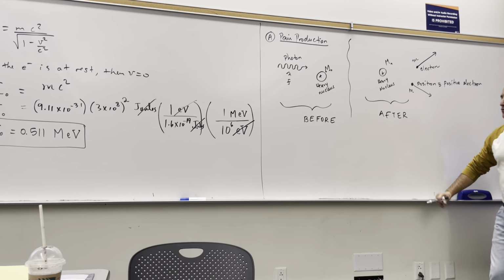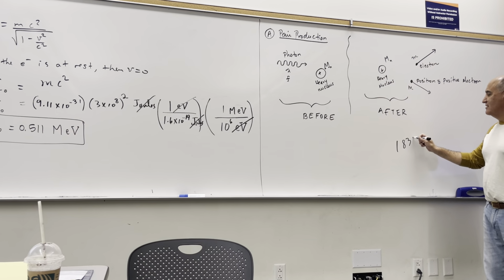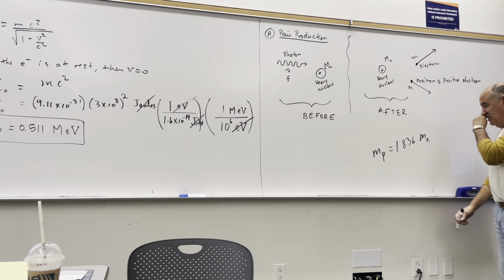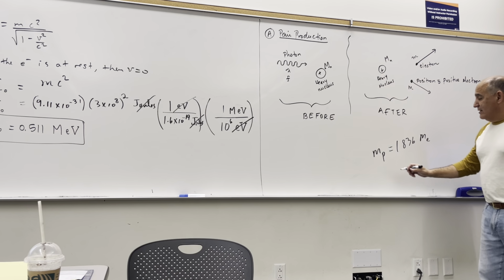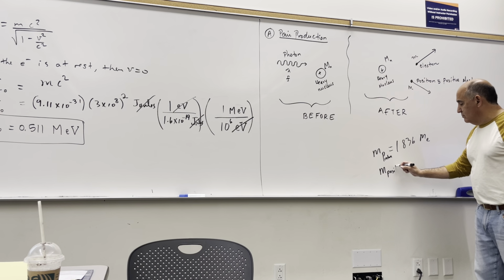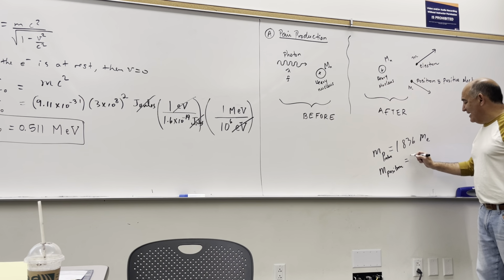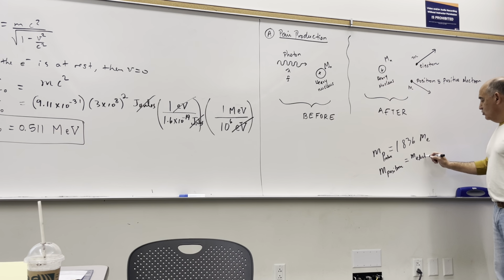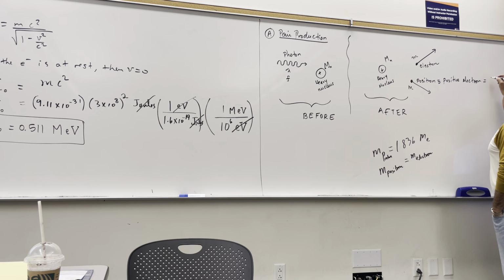A proton is 1,836 times more massive than an electron. So the mass of a proton is roughly 1,836 times the mass of an electron. But the mass of a positron is exactly the same as the mass of the electron. So they are not the same particle. And this is actually an example of what's called antimatter.